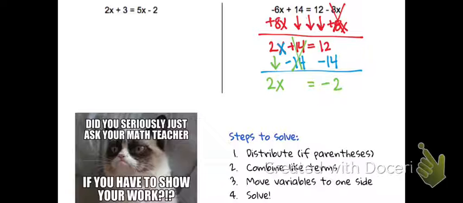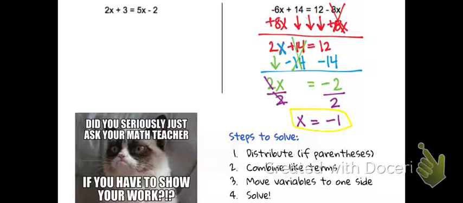Now to undo this multiplying by 2, I divide by 2. 2 divided by 2 is 1, so I'm left with 1x, and then negative 1. And that's your answer. Let's try the one over here on the left.